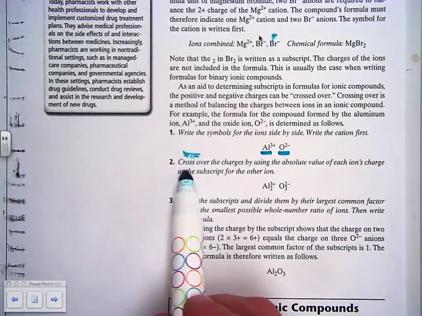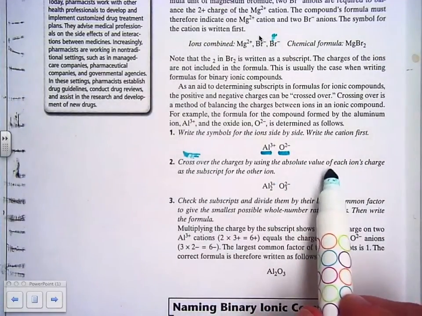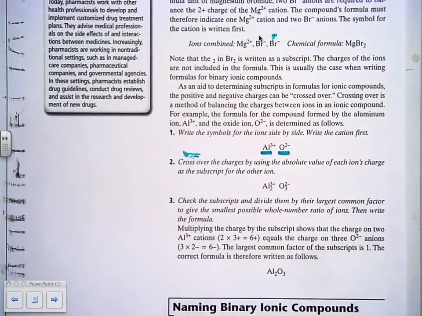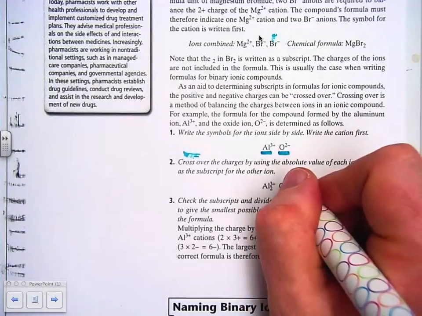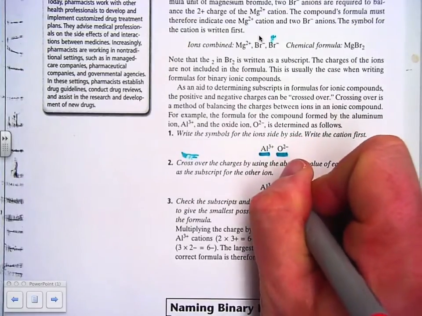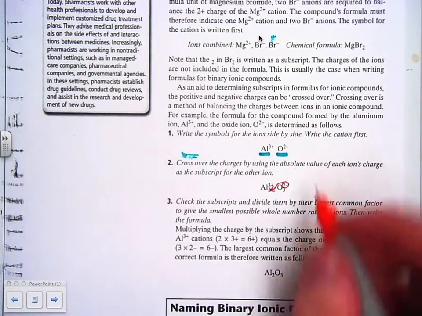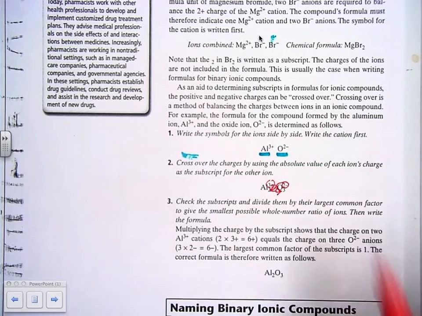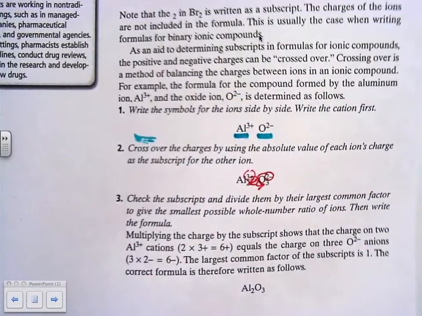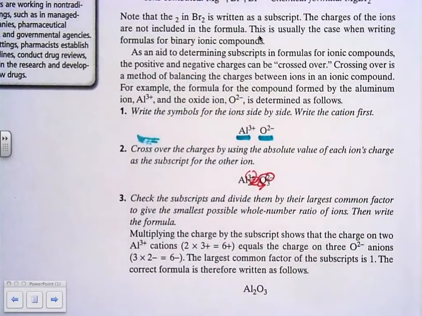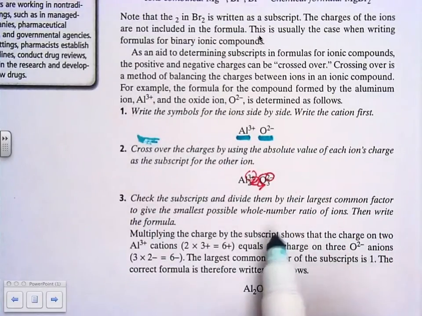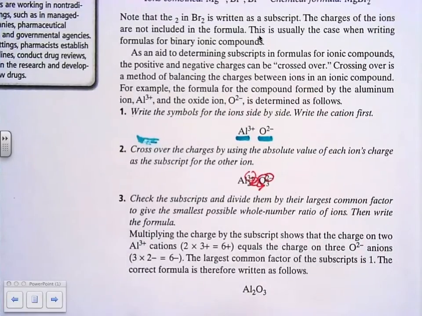Step 2. Cross over the charges by using the absolute value of each ion's charge as the subscript for the other ion. So basically what they did was they said, hey, we're going to move the 2 negative right here, and our 2 charge down here. And we're going to take our 3 charge and move it down here. Pretty sweet. And that's called crossing over. Step 3. Check the subscripts and divide them by the largest common factor to give the smallest possible whole number ratios. Then write the formula.